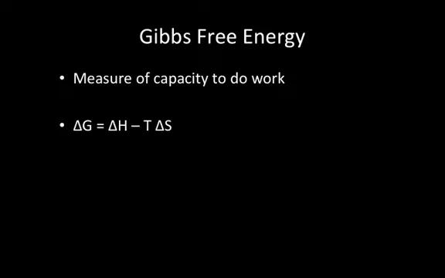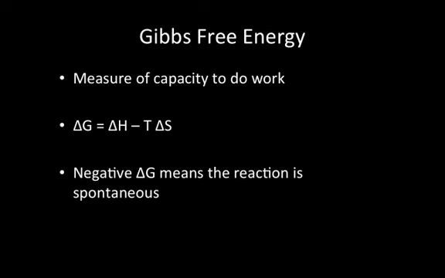In this video, let's talk about Gibbs Free Energy. Gibbs Free Energy is basically a measure of the amount of capacity a system has to do work. It is calculated by taking the change in heat of enthalpy minus the temperature multiplied by the change in entropy of a reaction. A negative delta G, a negative change in Gibbs free energy, means the reaction is spontaneous.